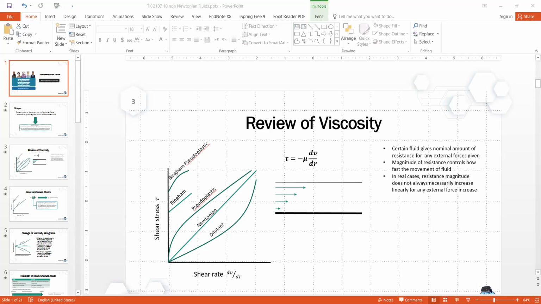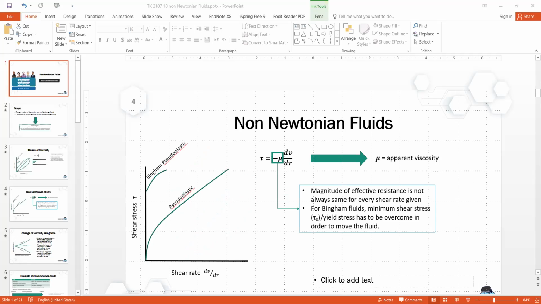But unfortunately, this does not consist only of Newtonian fluids. Mostly in engineering, you will deal with a lot of non-Newtonian fluids. So you need to account for mu inconsistency for any given shear stress. So this is the non-Newtonian fluids. Let me group it a little bit.